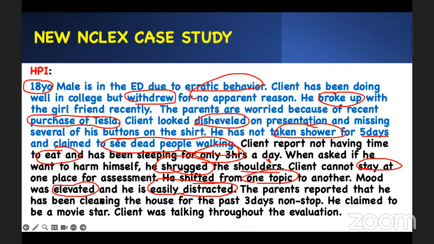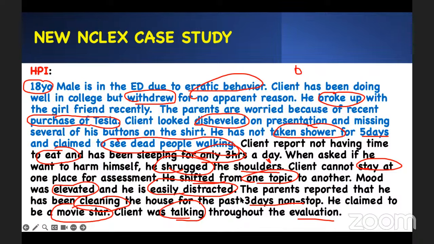The parents reported that he has been cleaning the house for 3 days nonstop. He claimed to be a what? A movie star. Client was talking throughout the evaluation. Don't be surprised when you see these kinds of questions in your psych, mental health. This is the way they present a bunch of information you have to read. You don't know which diagnosis to associate it with. Key facts, I've underlined them. Make sure the diagnosis you make has a collection, the totality of the problem. There's a bunch of information there. I see distractibility, right? The client is easily distracted. He's shifting from one place to another, right?